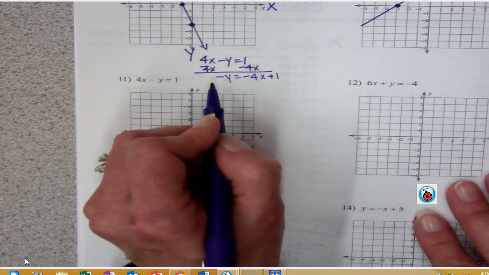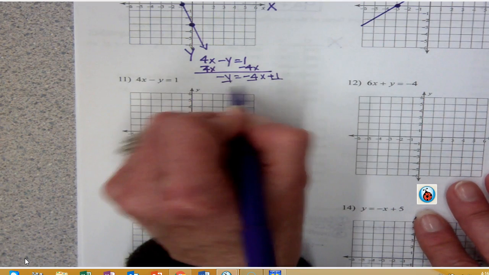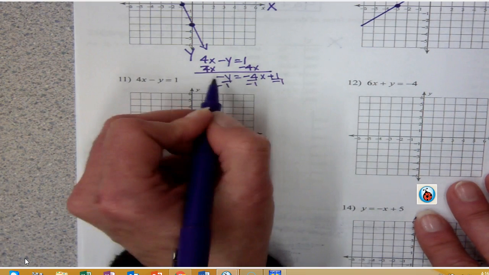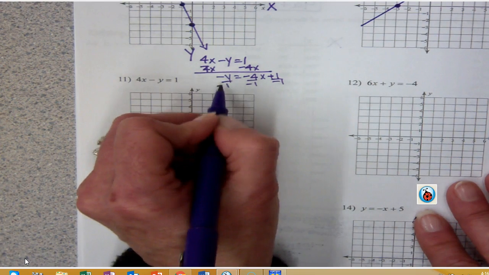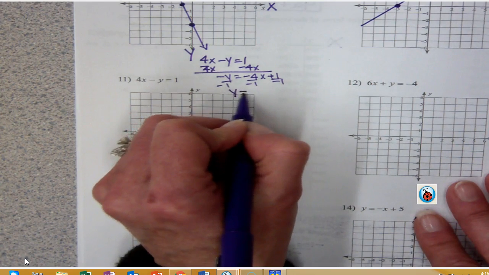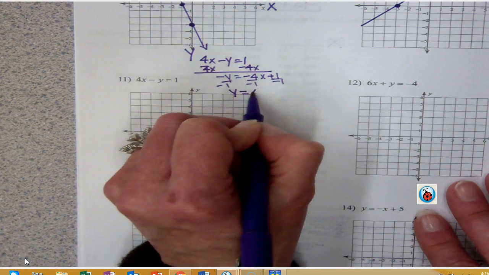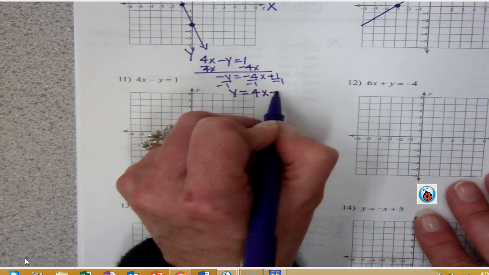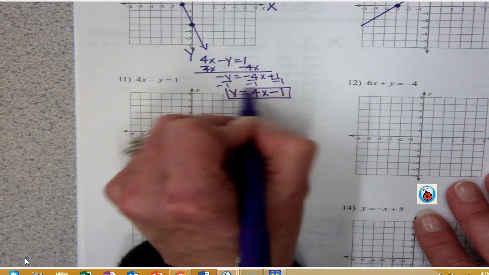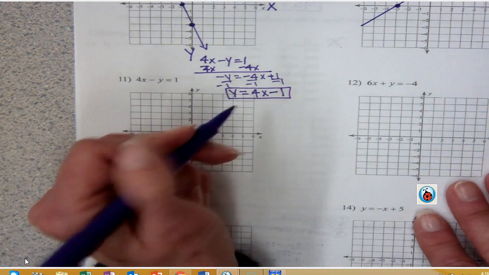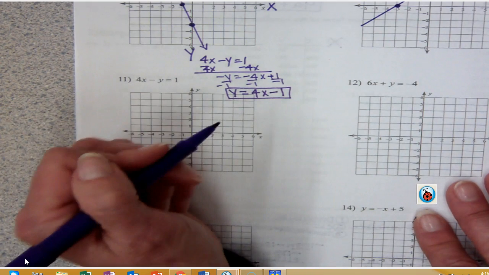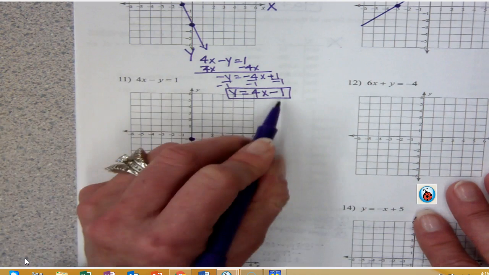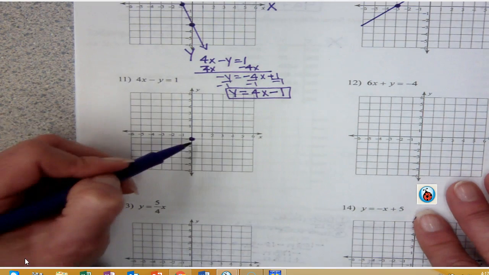However, I cannot have a -y, so I need to divide by -1, and that effectively changes my signs. A negative over a negative is a positive, so I get y equals, a negative over a negative is a positive, so I get 4x. A positive over a negative is a negative, so I get minus 1. It's very important that you change these into slope-intercept form. So I'm going to go negative 1, which is my y-intercept. That's right here. Negative 1.